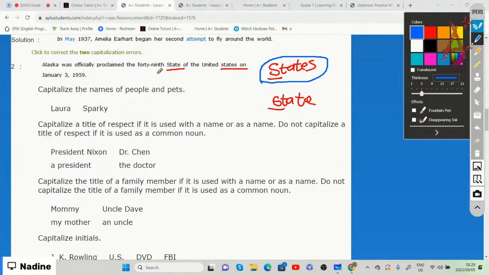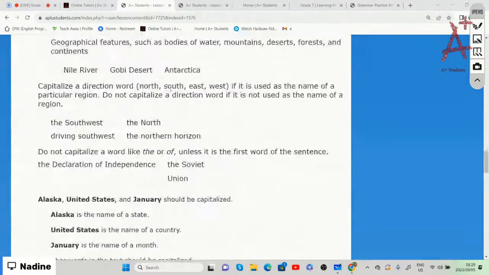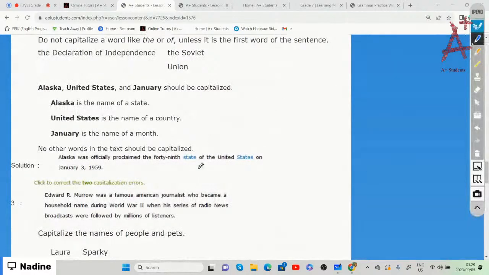So it is basically saying the 49th state. It is not necessarily specifying the name of, for example, a state. So state and states, one is capitalized and one is lowercase. And there we have our example, right? Which means that United States is the name of a country and the state is Alaska. So the word state is just generalized, that small one.